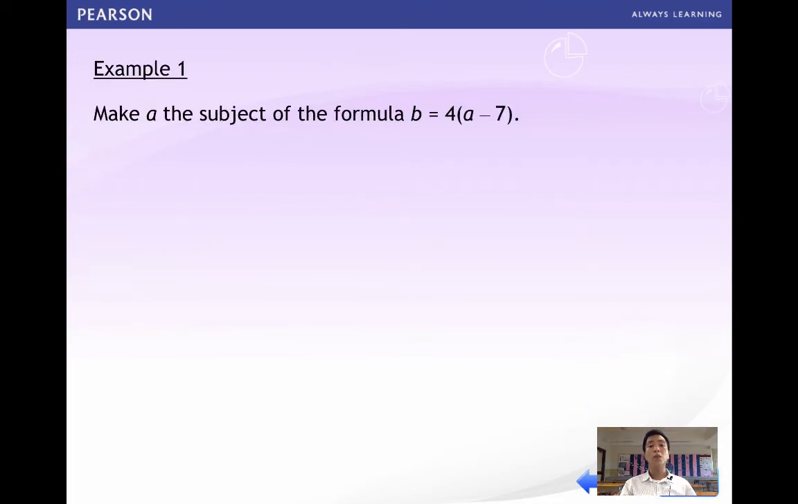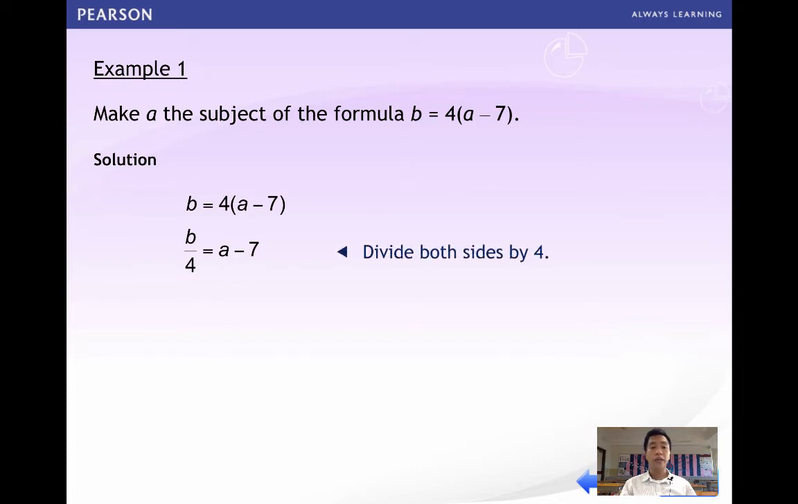Let's see more examples. Example 1, we try to find A as the subject of the formula. We have to transpose the terms. What should I do first? We can divide by 4 on both sides. That means b over 4 equals a minus 7. Then we add 7 on both sides, so you get b over 4 plus 7 equals a. Usually, we write the subject on the left-hand side, so we rewrite it as a equals b over 4 plus 7. That's the final answer.